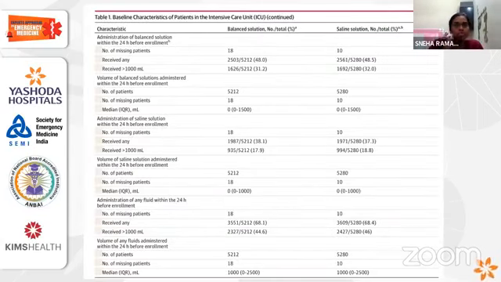And other things they analyzed was the administration of balanced solution within the 24 hours before enrollment. So they analyzed whether the patients got balanced solution or normal saline before they got enrolled into the study. That before randomization, if they got any IV crystalloids or any other fluids also, they also analyzed that. And they analyzed if they got any other solution within 24 hours before and after the enrollment into the study.